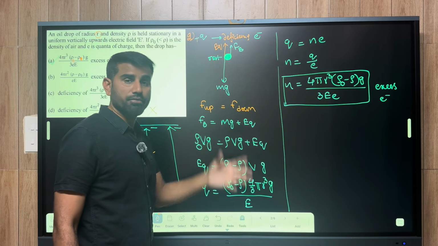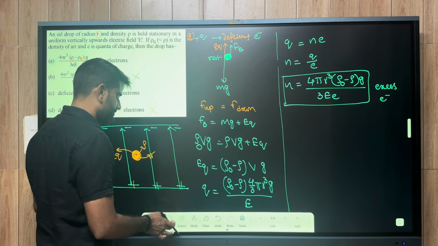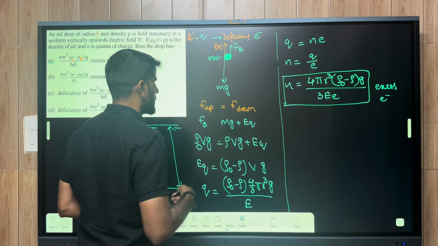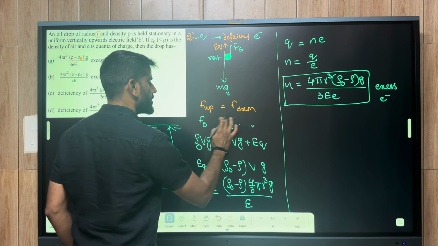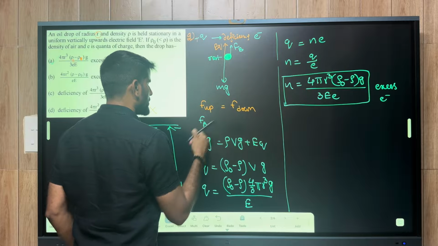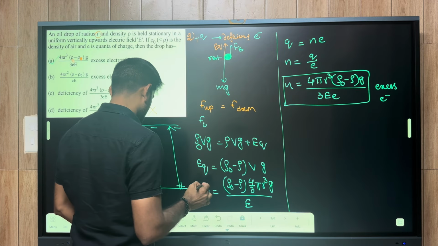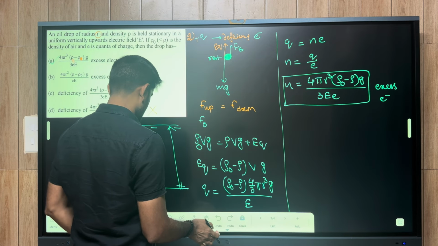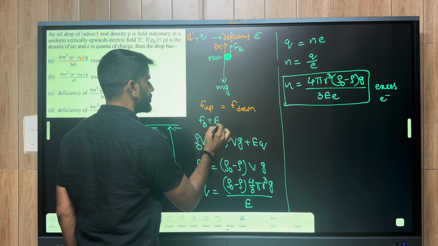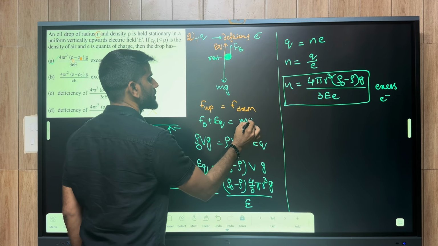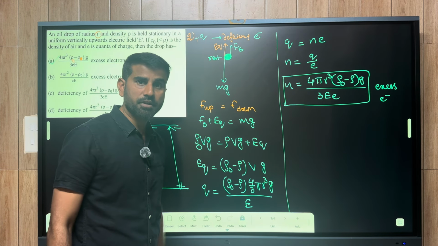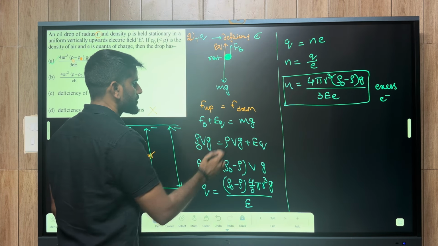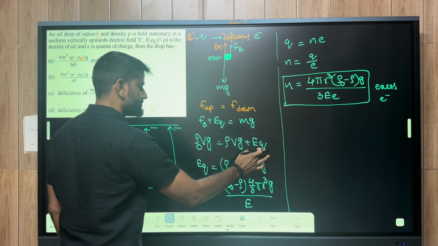F upward is equal to F downward. Upward forces are buoyancy force and EQ. FB plus EQ is equal to the downward force, mg. Clear? Now the buoyancy force stays as it is, and this EQ comes to this side.